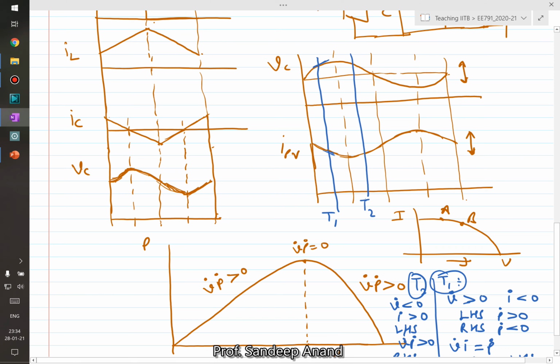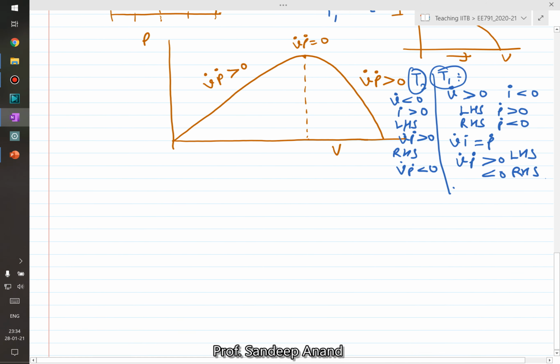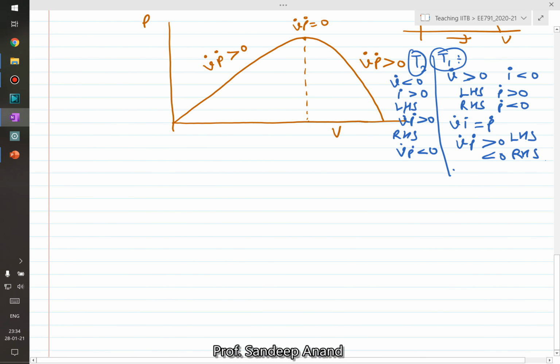So here, if you see, the natural oscillations across the panel are being used to find whether we are operating on the left hand side or the right hand side of the graph. The only advantage you see is that there is a multiplication. In fact, there are two multiplications, but there is no division. So that in a way helps in terms of the implementation.